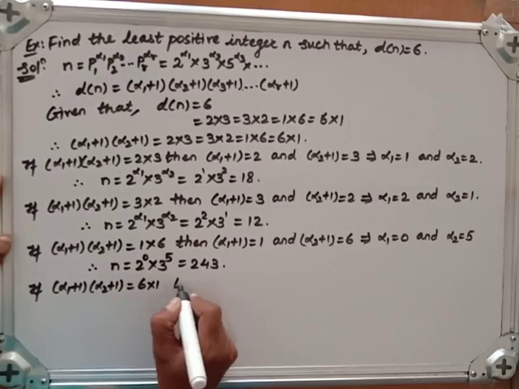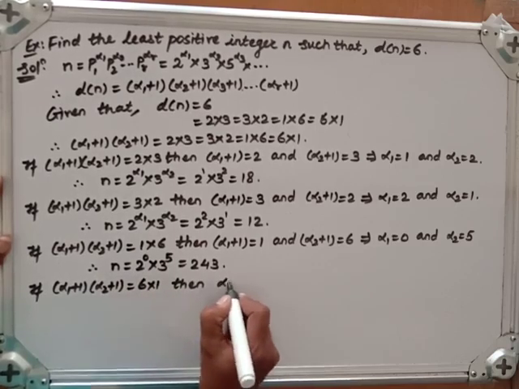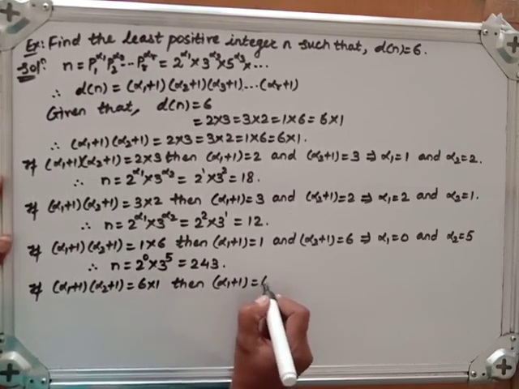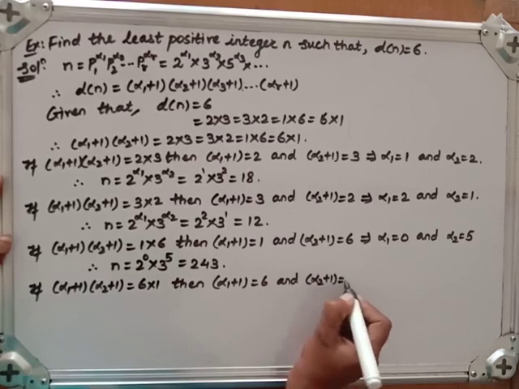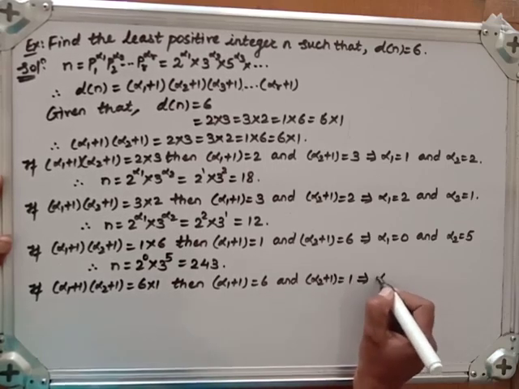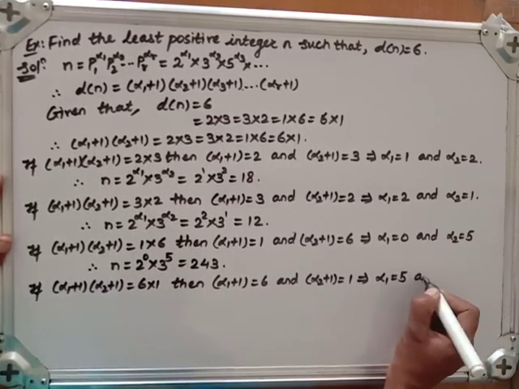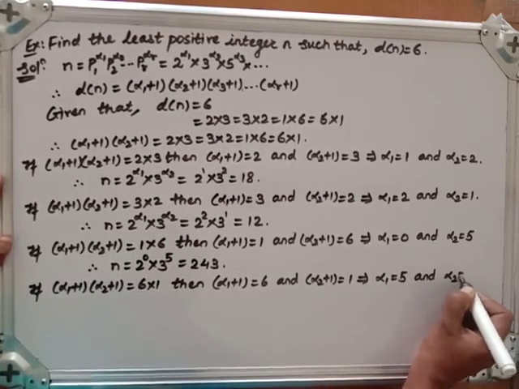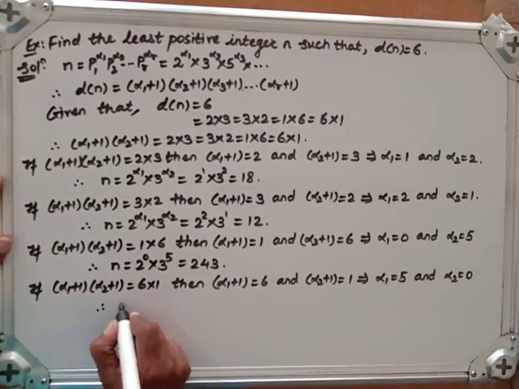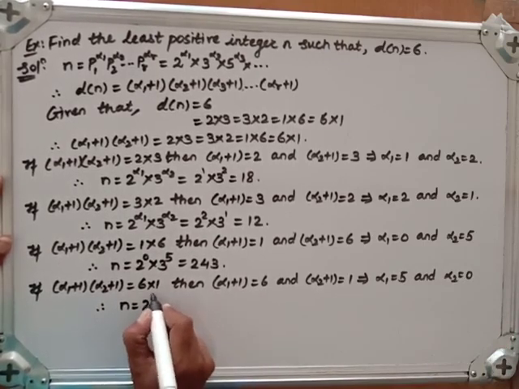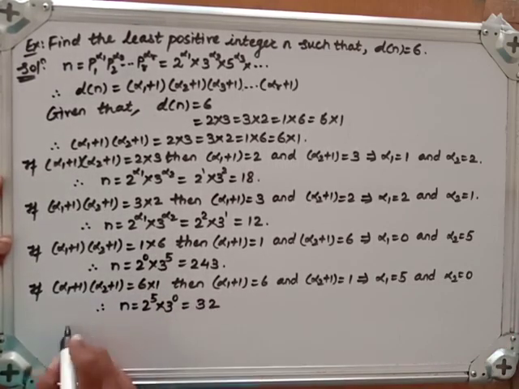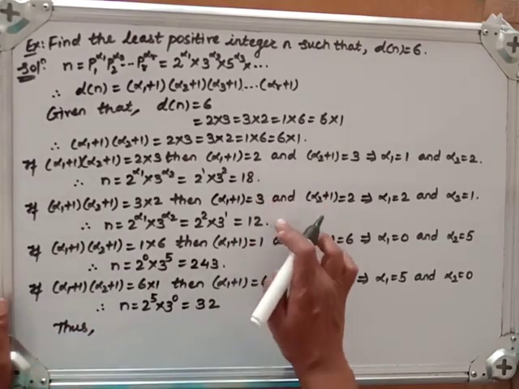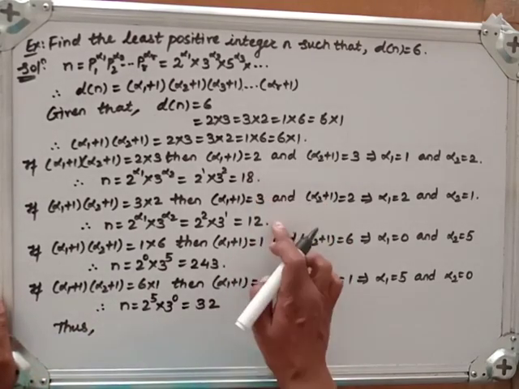And the last case, if alpha 1 plus 1 into alpha 2 plus 1 is equal to 6 into 1, then alpha 1 plus 1 is equal to 6 and alpha 2 plus 1 is equal to 1. So this gives us alpha 1 is equal to 5 and alpha 2 is equal to 0. Therefore, n is equal to 2 raised to 5 into 3 raised to 0. So that will be 32. Thus among these n, 18, 12, 243 and 32, 12 is the least.